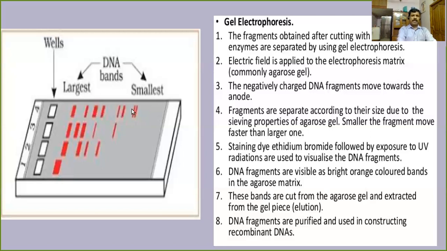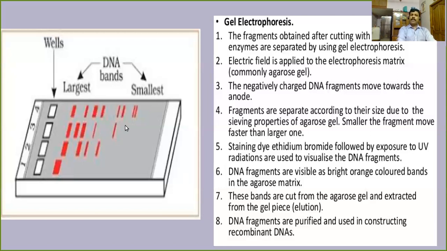As a result, these DNA fragments are visible as bright orange colored bands. Now you can see the bright colored DNA fragments have been separated. Remember, all these DNA fragments we got as a result of the action of restriction endonuclease enzyme. Now we have separated all these DNA fragments by using the technique gel electrophoresis. Finally, we have to identify the desired gene. As per the example, the desired gene is the gene responsible for the production of insulin.